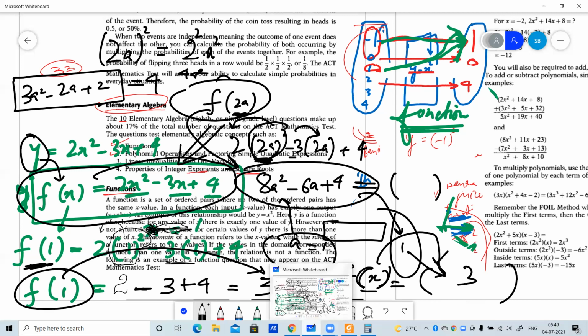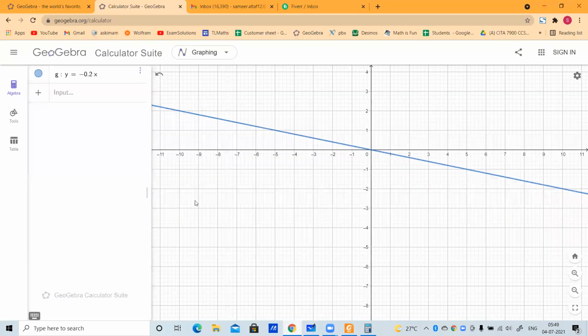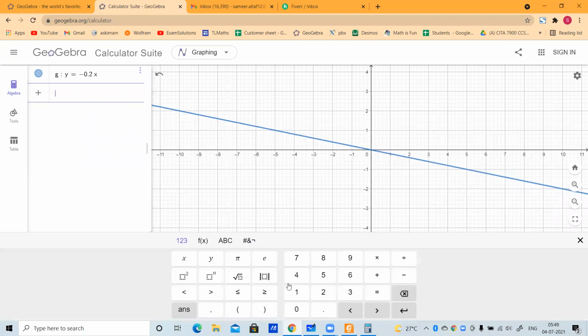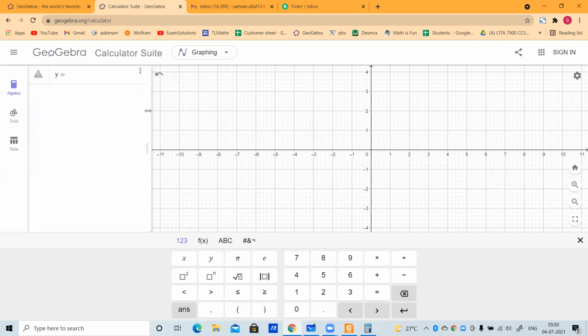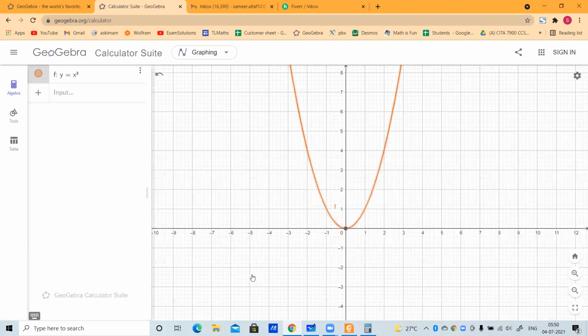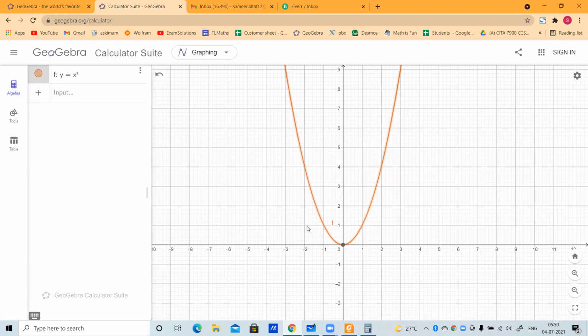Great. So let us take some function here. Let us take y equals x squared, which we did. Y equals x squared. So this is a function. For each input, you're having one output. For one input, you are not getting two outputs. So we can say that it is a function.